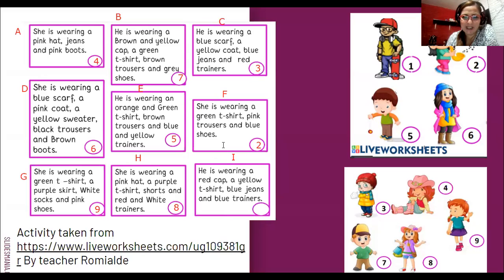And for the last one, letter I? Number one. Luis, can you read the description? Okay. He's wearing a red cap and yellow t-shirt, blue jeans, and blue trainers. Very good. Thank you, Luis. Okay. So, as you can see, all right.